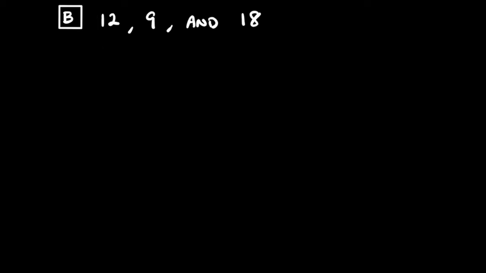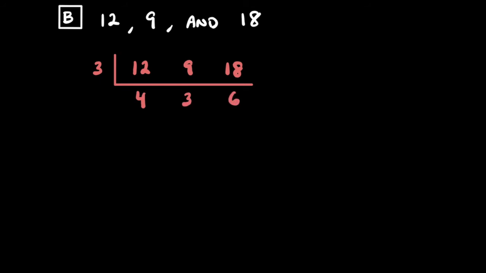Let's try another one together. We'll start off by writing 12, 9, and 18 next to each other. We'll create our first step of the ladder and think of a number that goes into all three. 3 goes into 12 4 times, 3 goes into 9 3 times, and 3 goes into 18 6 times. Looking at 4, 3, and 6, they're relatively prime. There's no number besides 1 that goes into all three of them.